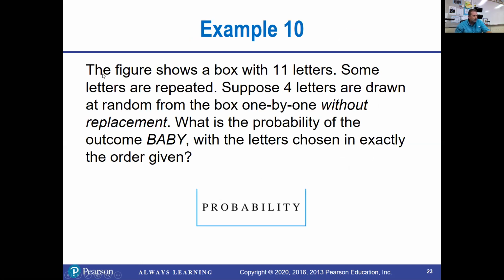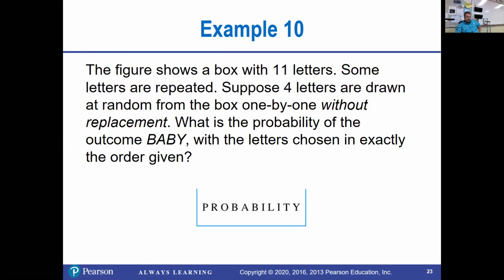Okay? So this figure shows a box with 11 letters that spells out the word probability. Some letters are repeated. Okay? Suppose 4 letters are drawn at random from the box, one by one, without replacement. Again, big time, without replacement. What is the probability of the outcome baby, with the letters chosen in exactly that order?